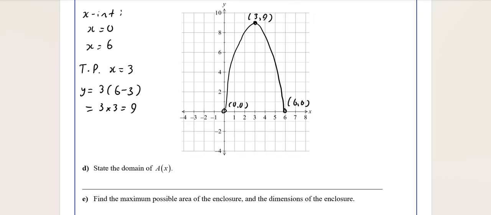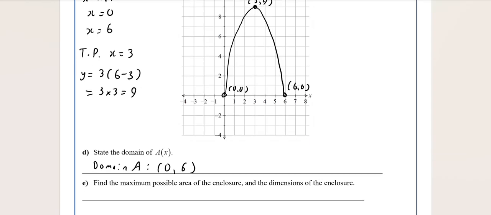Now, what I'm asked to do next is state the domain of the area function. I should know that the domain is just the x values. So the domain of A is going to run from 0 up to 6. Those are the x values that my graph covers. We've said that it doesn't include 0 and it doesn't include 6, so we stretch it from 0 to 6, but we use round brackets because 0 and 6 aren't included in my domain. So that's how my domain is going to look.